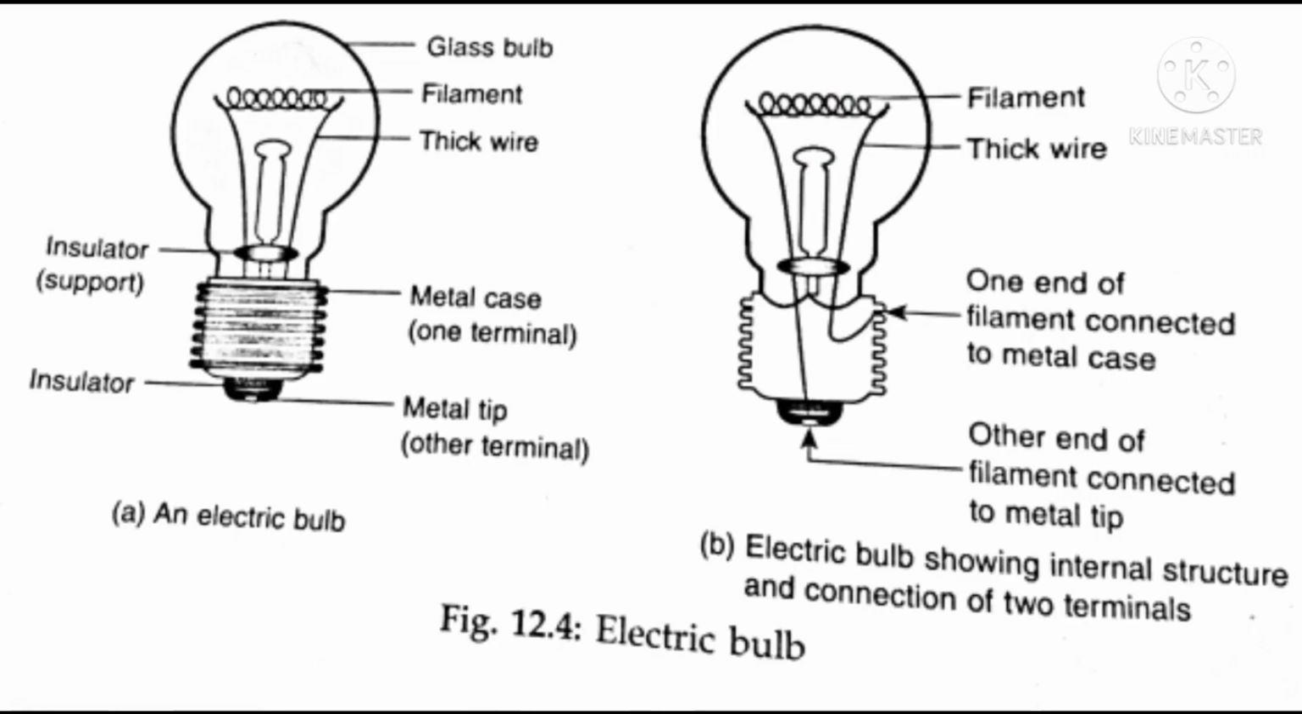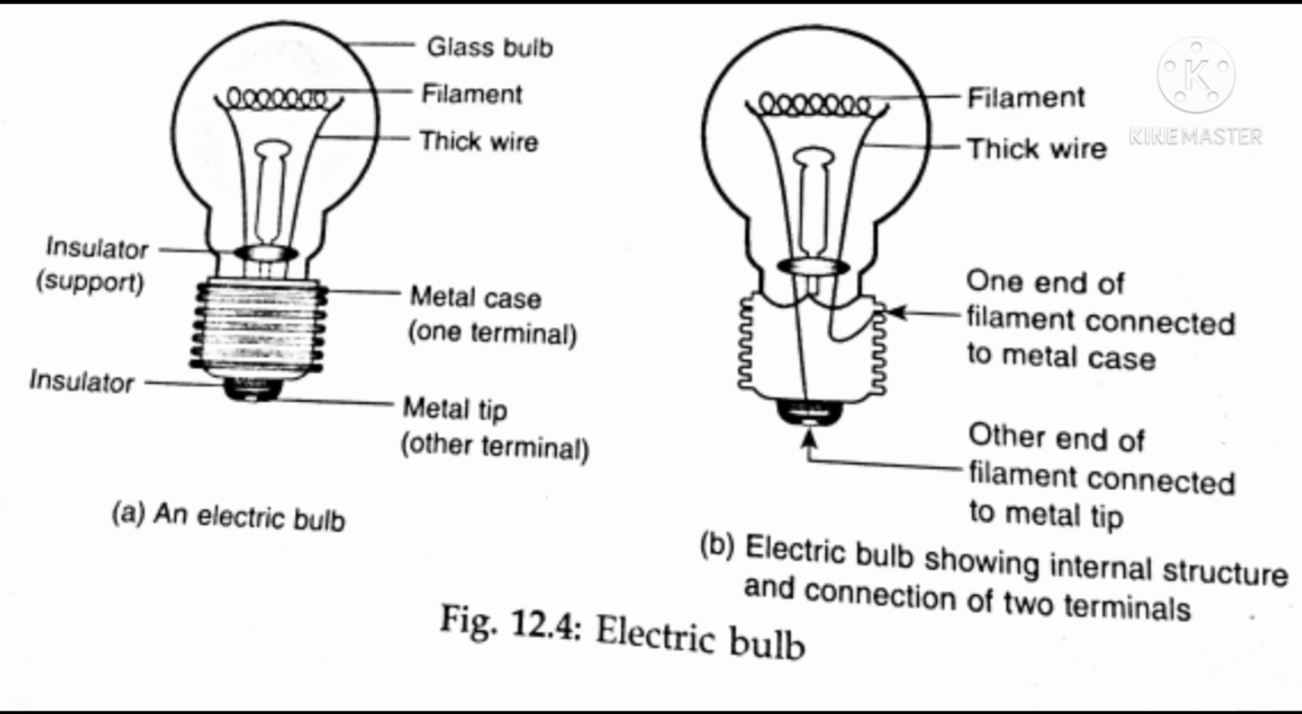Next one, electric bulb. A round bulb that produces light when we switch on the light switch is an electric bulb. A torch bulb is a similar bulb but smaller in size and is used to produce light in a torch. Now we'll see the structure of an electric bulb.